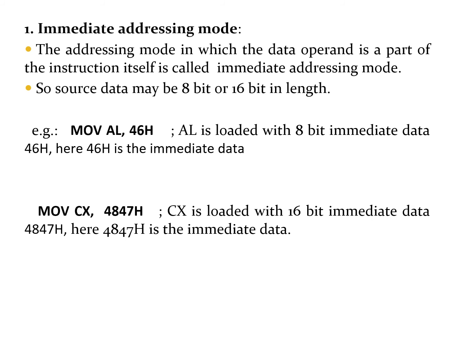Another example, MOV CX, 4847H. This 4847H is the immediate data. You want to move that data to the CX register. This CX register is 16-bit.